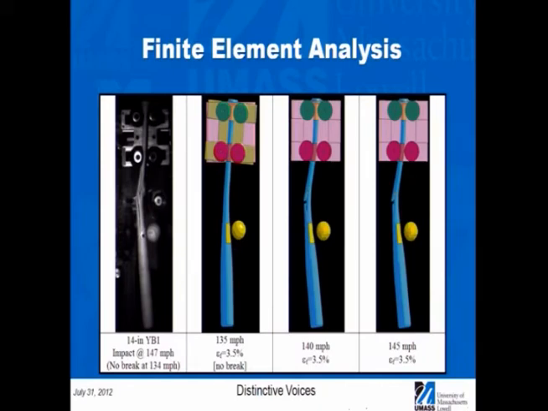So this is the same bat modeled here as we had in this experimental setup. In this case, a 14-inch impact. It was a yellow birch bat. It didn't break at 134 miles per hour, but it did break at 147, a little bit larger range than we like to see, and we're able to get those failures.